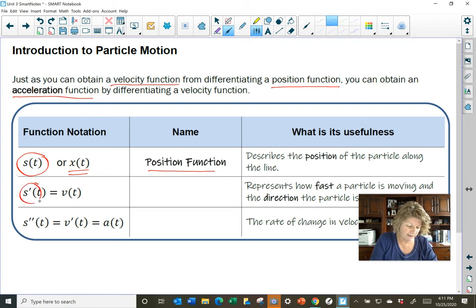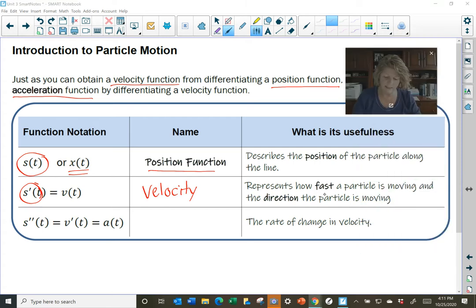Then if I take a derivative of the position function, I get velocity. So this is the velocity function, which describes the rate of change of position, right? How fast is something going? It represents how fast a particle is moving and the direction that it's moving. So it actually tells us two pieces of information. The positive and negative describe the direction. So I'm just going to put a plus minus there. Plus means it's moving to the right or upwards. Negative can be interpreted as leftward movement or downward. And then the speed, of course, is the fastness.